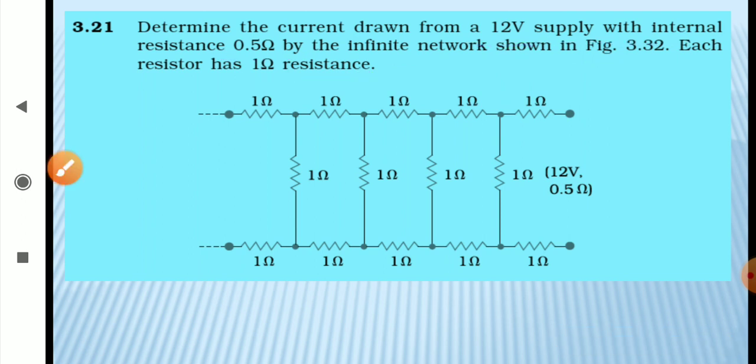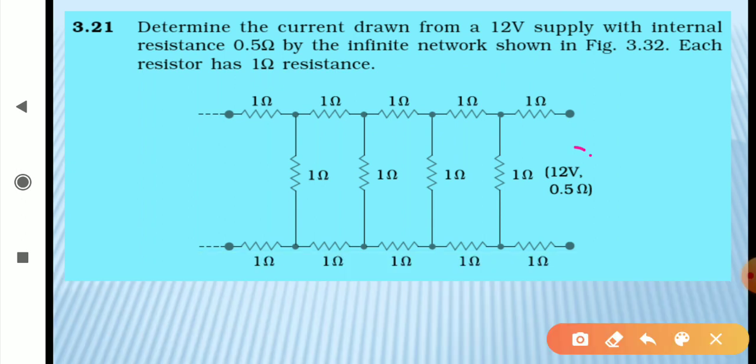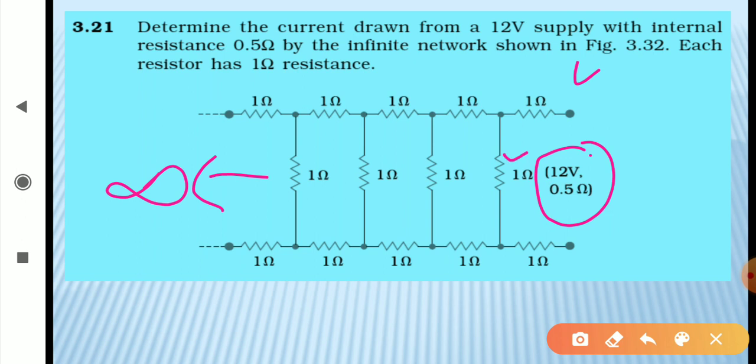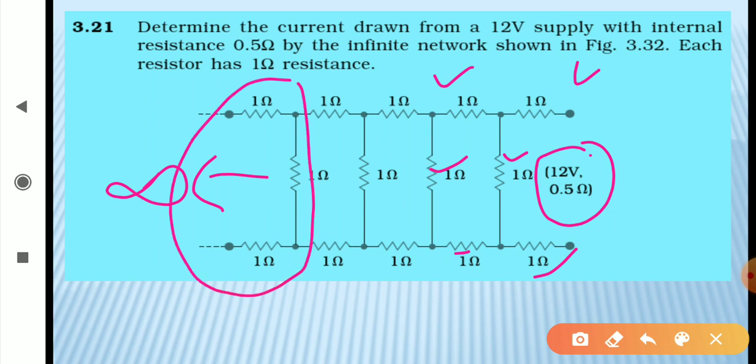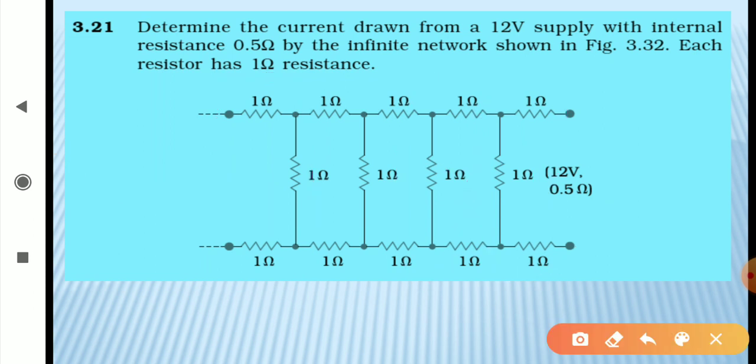So we have this 12 volt supply with 0.5 ohm internal resistance, and it is connected to an infinite series. This is going up to infinity, right? So 1 ohm, 1 ohm, 1 ohm, again 1 ohm, 1 ohm, 1 ohm. So you can see that this unit is being repeated again and again. Here is this unit, and here is this same unit. This unit is being repeated again and again, right?